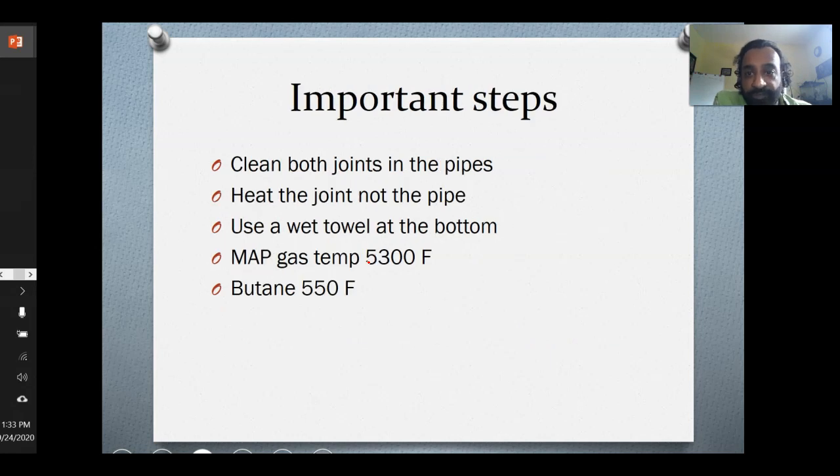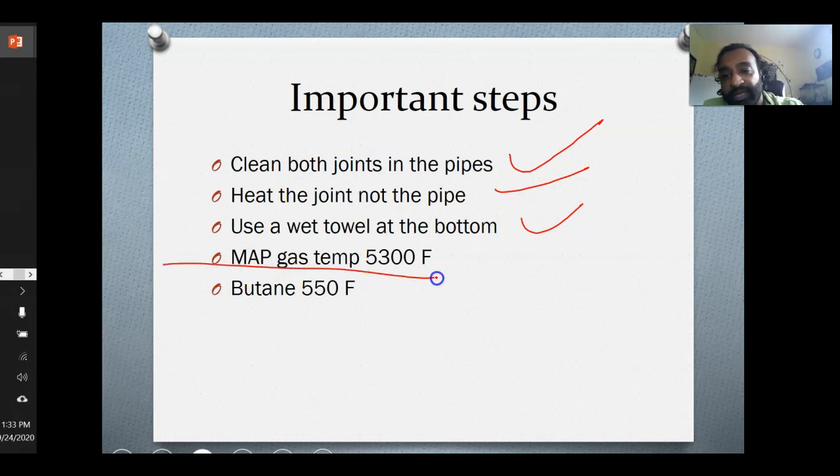Steps, again: clean the pipe using a brush. You can also use some sandpaper, and heat the joint, not the pipe. Use a wet towel at the bottom to cool the pipe, and be mindful that MAP gas, which we use in the shop, is 5,000 degrees, so it's very, very hot. Make sure you don't touch the pipe with your bare hand, and make sure the torch is not pointing the wrong way. Butane is a little bit cooler, around 550, but it does the job. With MAP, the temperature will be very high, so you don't need to stay that long.